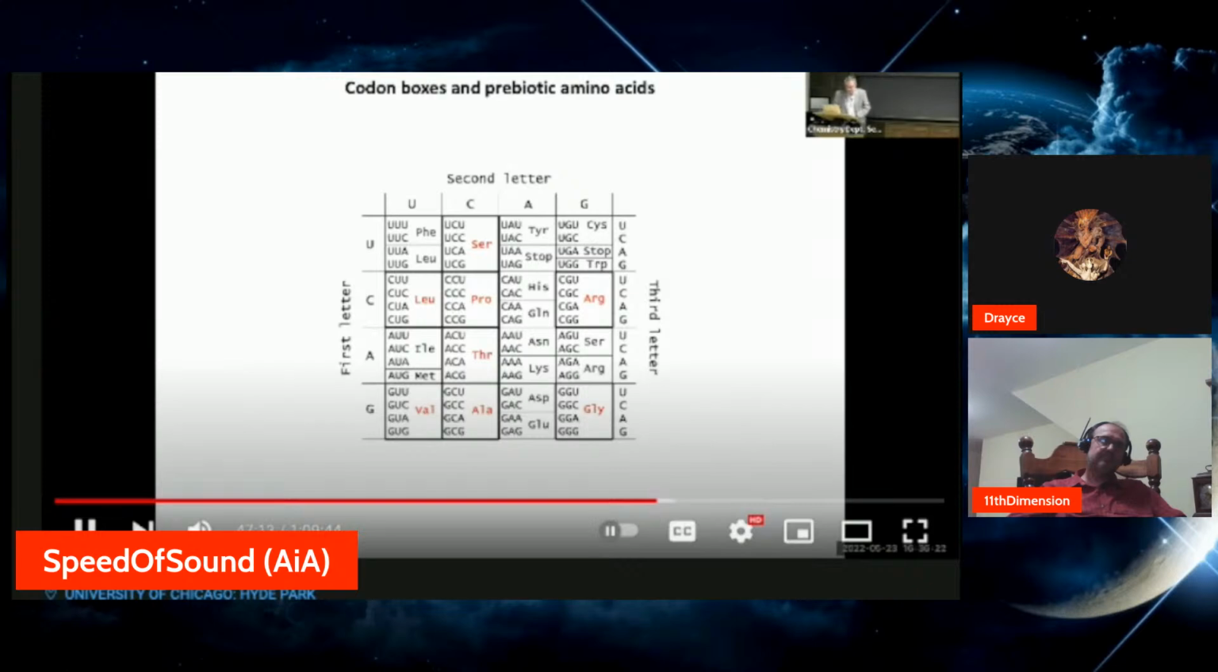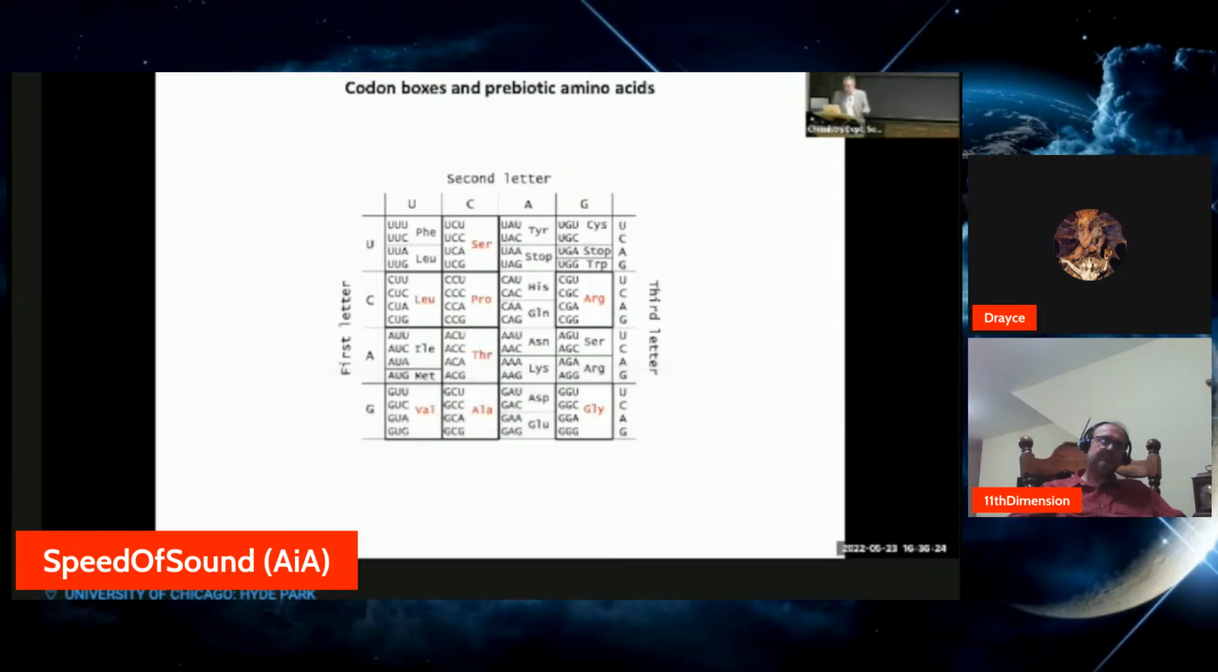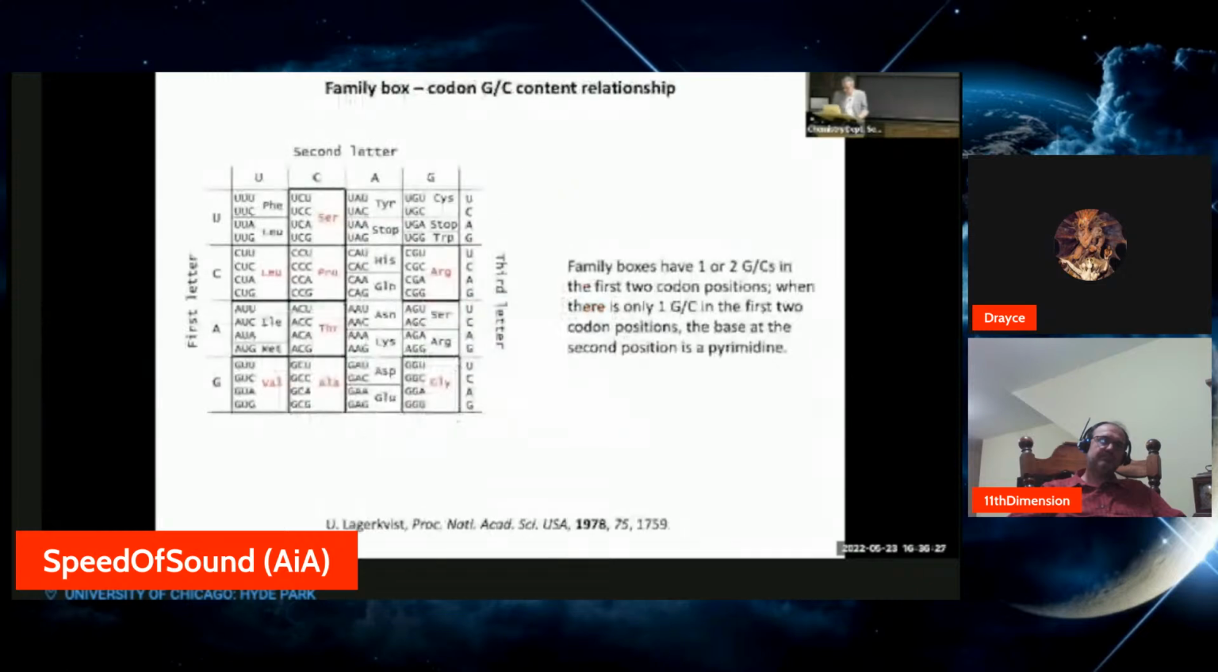And that's kind of weird, so it makes you think, well, what is it about the family box codons that's special? And this was recognized in the 1970s. Ulf Lagerqvist, and actually Leslie Orgel as well, though he didn't publish it, noticed that the family boxes are characterized by having either 1 or 2 GCs in the first 2 codon positions. And in the event that there's only 1 G or C in the first 2 codon positions, the second base is a pyrimidine, right? And that was just an observation that was made in the 70s.